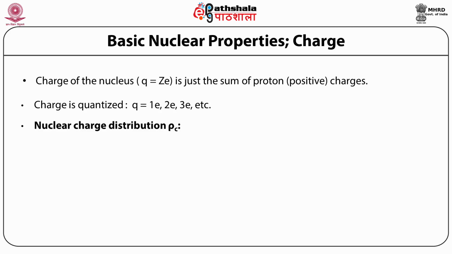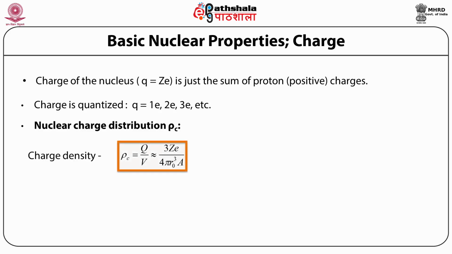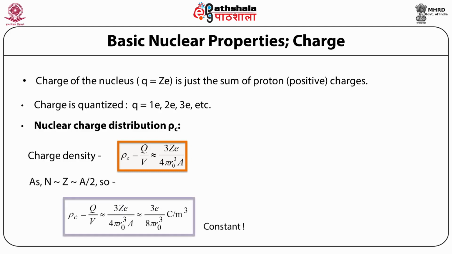What does that mean? rho c is equal to Q by V, where Q is equal to Z times E, where Z is the atomic number, and V is equal to 4 by 3 pi R cube. Here R is equal to R0 times A to the power 1 by 3. So R cube is equal to R0 cube times A. So when we calculate rho c, for most nuclei N is nearly equal to Z, which is nearly equal to A by 2. So when we calculate the value for a general nucleus, we find that the value comes out to around 3e over 8 pi r0 cube, coulomb per meter cube.